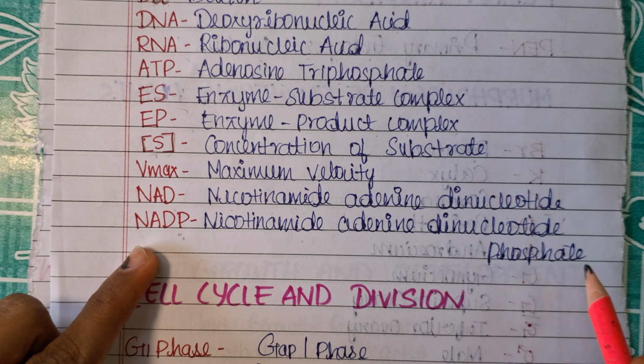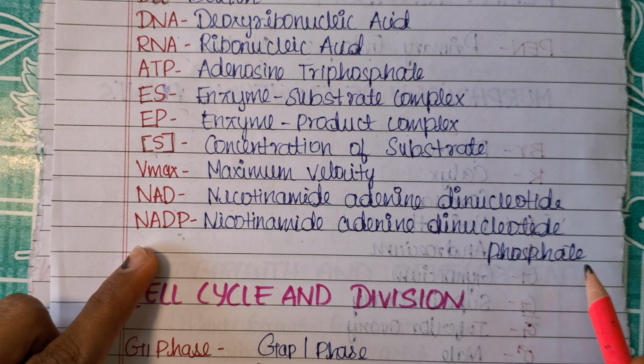Now we will see the respiration in plants. PGAL, it's similar to PGA, so it is 3-phosphoglyceraldehyde. BPGA, 1,3-bisphosphoglycerate. NADPH, nicotinamide adenine dinucleotide phosphate. Just now we saw this in some other chapter also. FAD, flavin adenine dinucleotide.